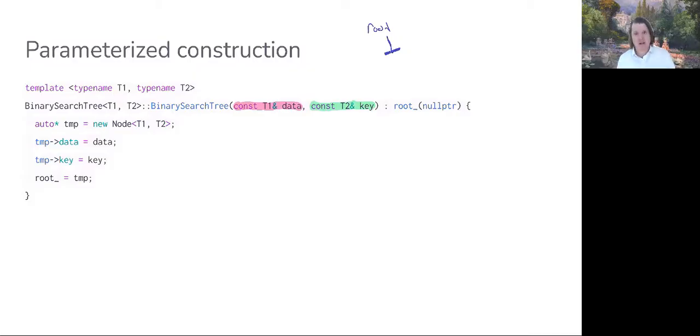So I'm just being lazy here and I'm going to use auto. I know we haven't precisely defined what's happening there, but what we did say is we're going to let the compiler figure out what the type of auto is. In this case, temp is going to be a pointer to a node object of type T1, T2. And we're going to go ahead and allocate that out there somewhere on the free store. So temp's going to point to this new node.